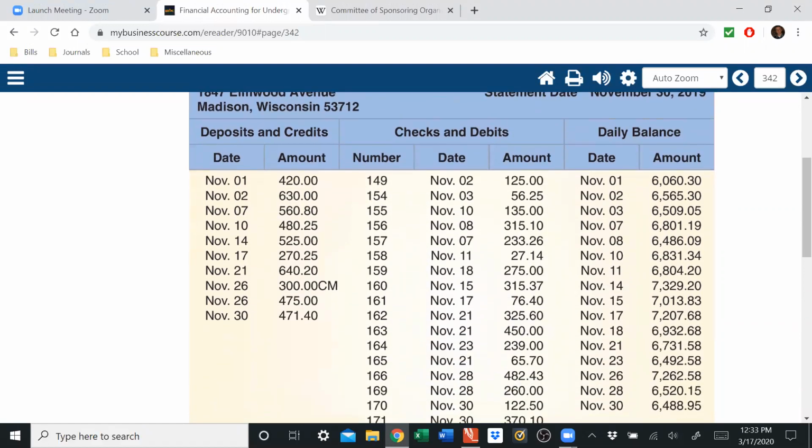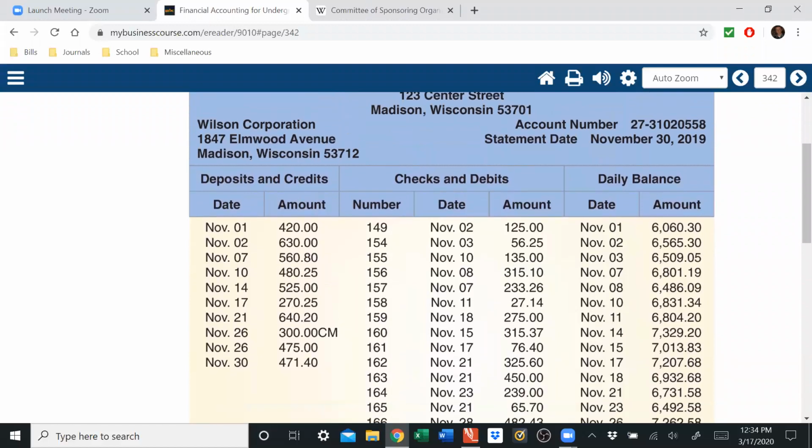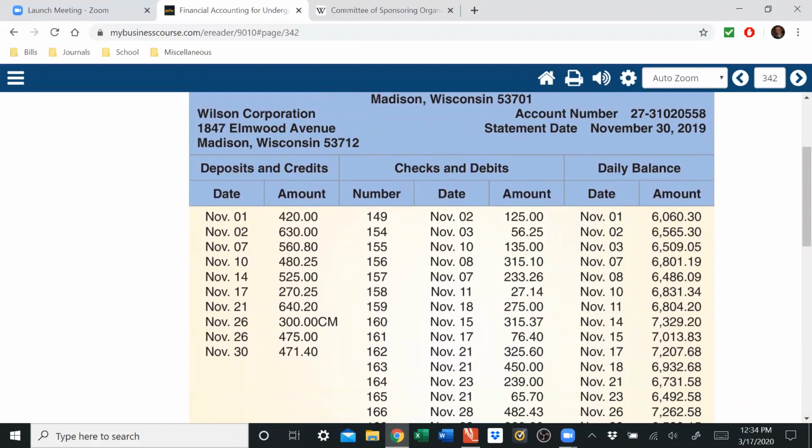On the bank statement, we see all the deposits and credits to Wilson's account. These are all the things that came into Wilson's account. And the checks and debits are all the things that came out of Wilson's account. Remember, in bank terminology, a credit increases your account and a debit decreases your account in terms of your cash. We know in financial accounting, debit and credit have different meanings, right? But when you see the bank statement, deposits and credits are all the things that increase your account, that come into your account. And checks and debits are things that leave your account, decreases in your account.